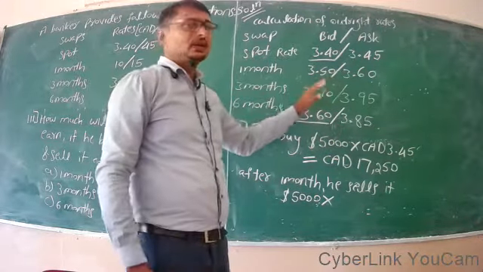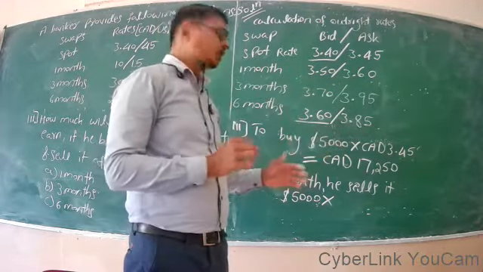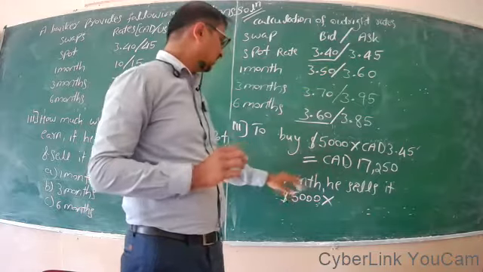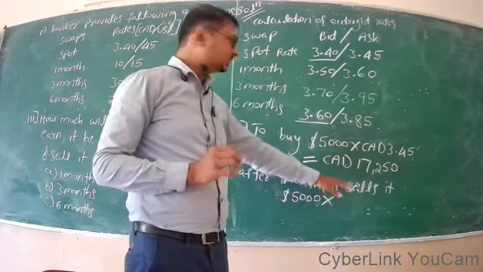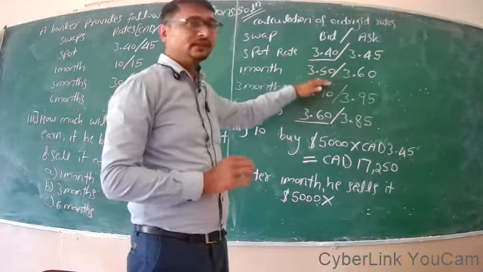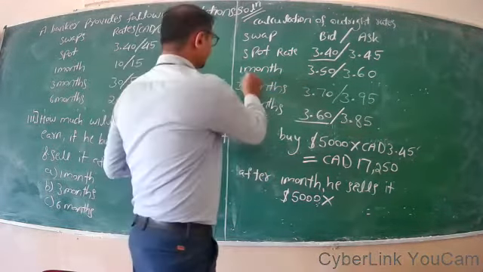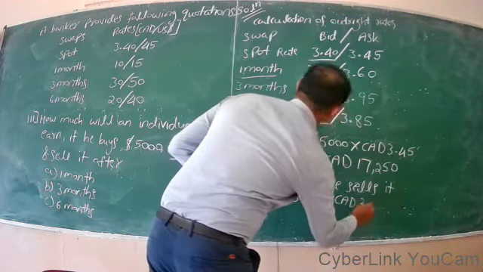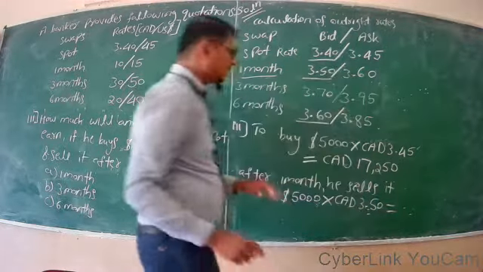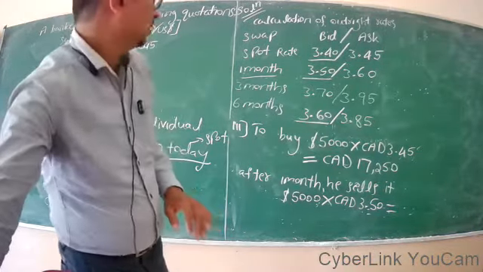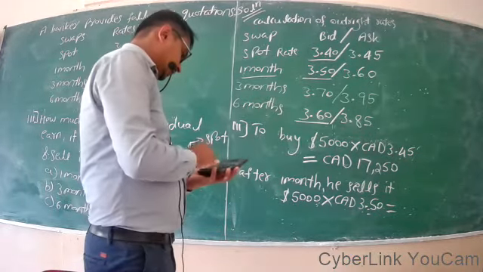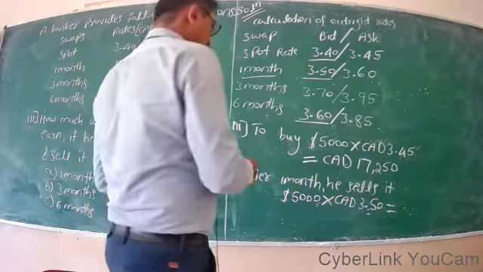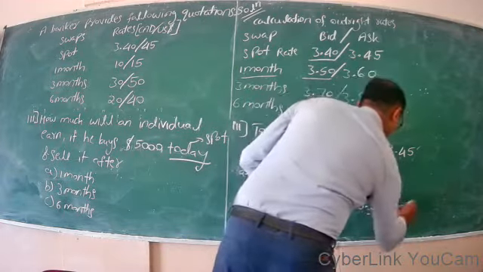He is selling 5,000 US dollar, and after 1 month he goes to bank. He says, I am selling 5,000 US dollar. What price will you give me? So banker says, after 1 month, banker buys from the individual. Individual is the seller, right? He sells it to the banker. So banker is ready to buy this US dollar at the rate. After 1 month, banker's buying rate is Canadian dollar 3.50, right? So that is $5,000 multiplied by 3.5.